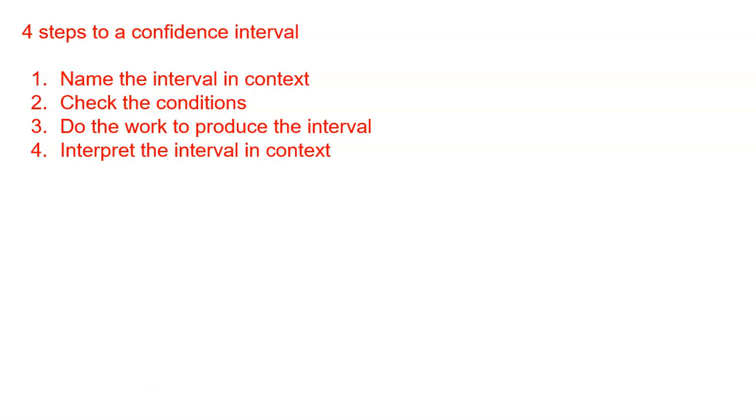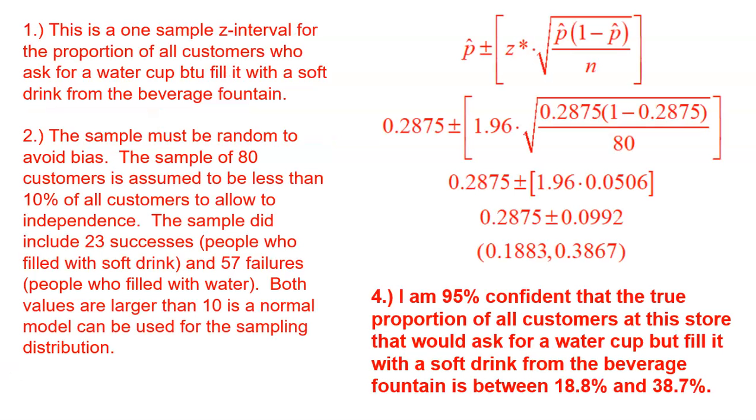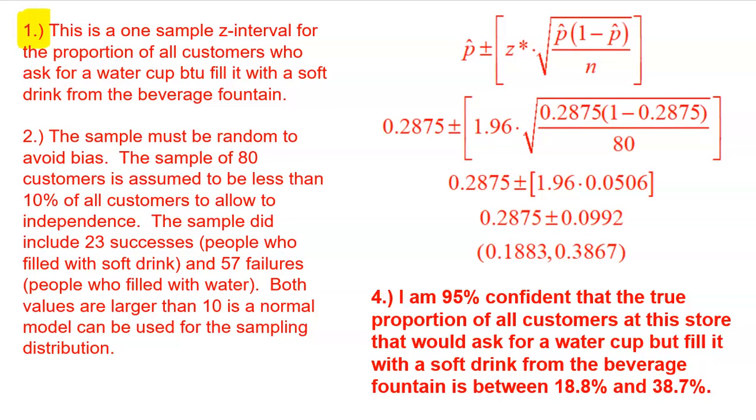So here is all of my work for those 4 steps. I'll go through them slowly, one at a time. Step 1, here in the top left-hand corner, the name. This is called a 1 sample Z interval for the proportion of all customers who ask for a water cup, but fill it with, sorry for the typo there, but fill it with a soft drink from the beverage fountain.